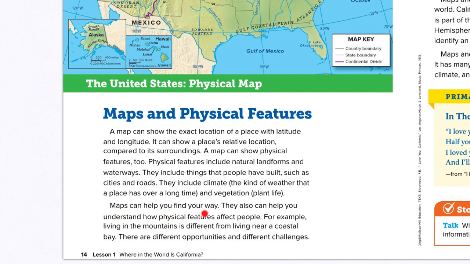Maps can help you find your way. They also can help you understand how physical features affect people. For example, living in the mountains is different from living near a coastal bay. There are different opportunities and different challenges.